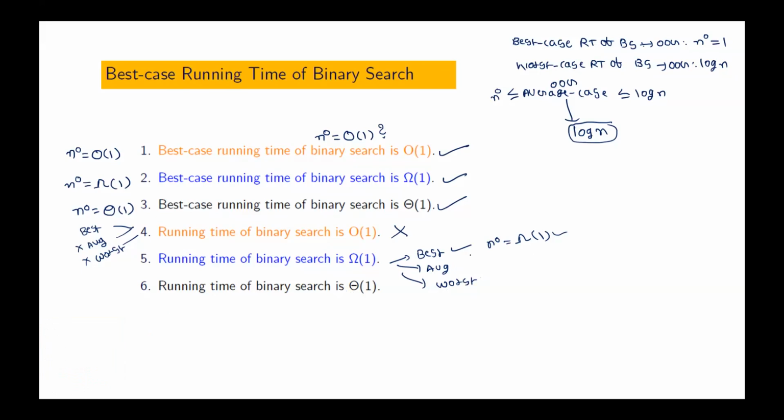Is the point clear why I am saying it? If it is true for best and worst, automatically it will be true for the average case. It is in between these two: this is the smallest, this is the largest, and it is in the middle. In the worst case, it is log n. Log n can be written as big omega of 1. That is correct, and hence automatically for the average case it will be correct. So the fifth statement is true. What about the sixth statement?